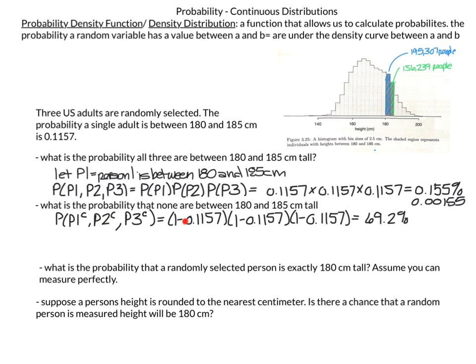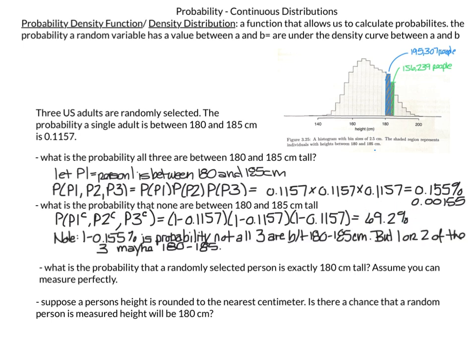So we have 1 minus 0.1157 times 1 minus 0.1157, which is approximately 69.2%. And you want to be careful that 1 minus part A, so 1 minus 0.115%, which is what we found as the probability all three are between 180 and 185, is the probability not all three are between 180 and 185.